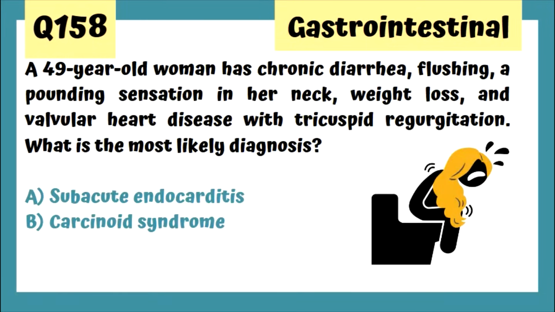Question 158, a 49-year-old woman has chronic diarrhea, flushing, and a pounding sensation in her neck, weight loss, and a valvular heart disease with tricuspid regurgitation. If you recall from the earlier part of this video, this sounds very much like carcinoid syndrome. What's the most likely diagnosis?